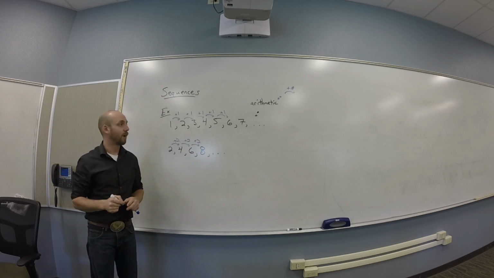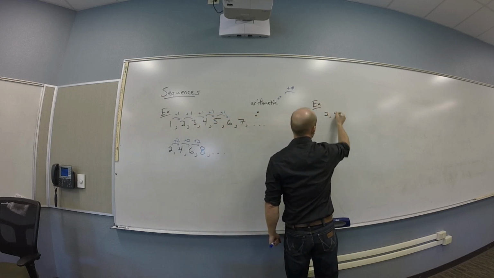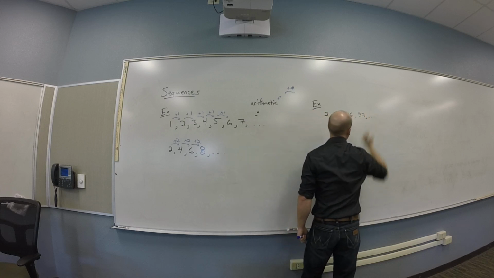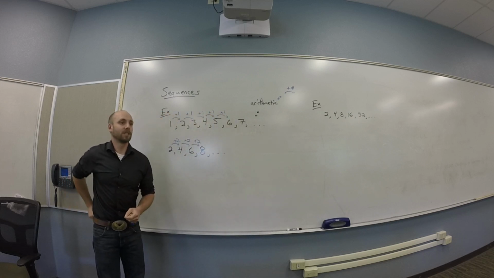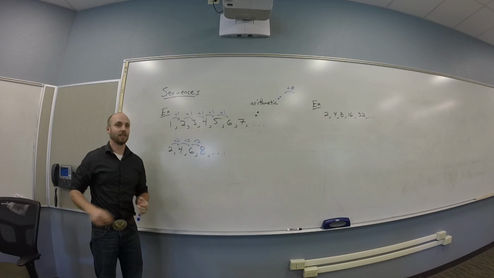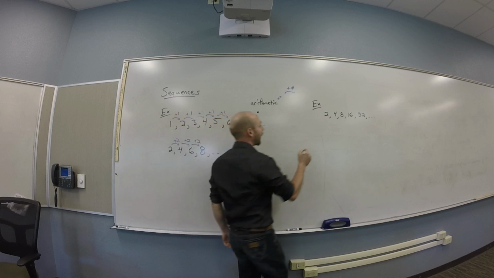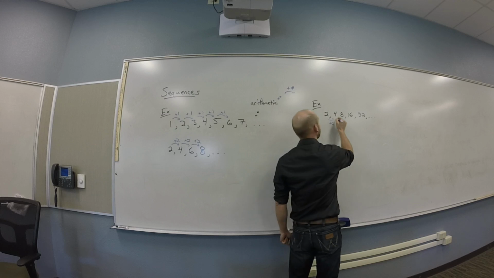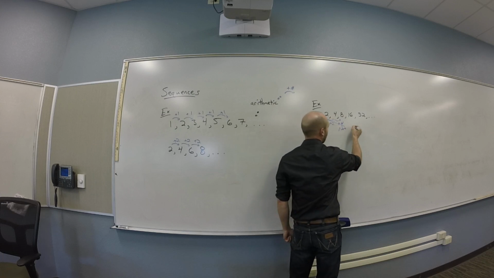Okay, here's another one that's kind of similar. So 2, 4, 8, 16, 32. Is this arithmetic? No. You're doubling. This is not arithmetic because you're not adding something at every stage. If you were adding something at every stage, you'd be adding 2 at the first stage, and then the next stage you're adding 4. This means that this thing is not arithmetic.